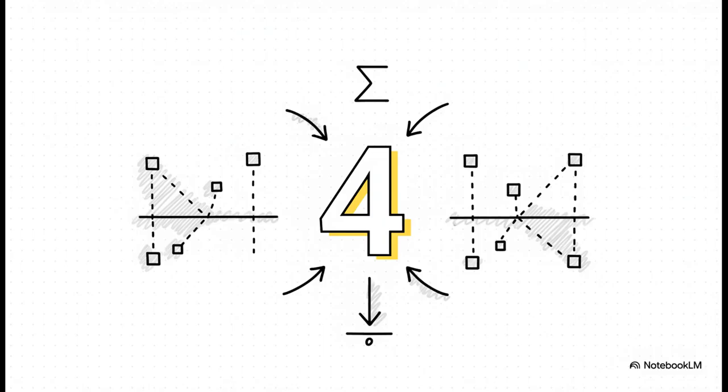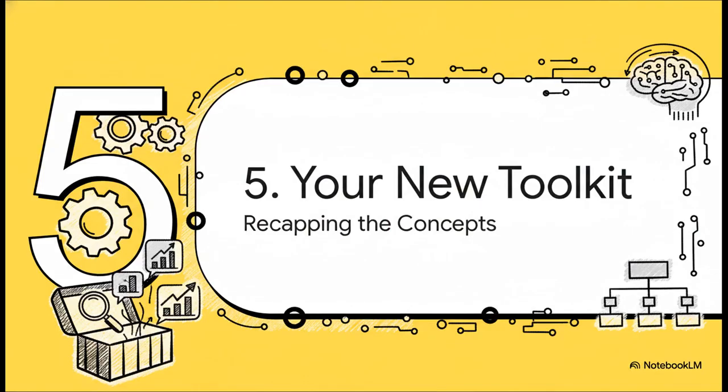And that number is the whole point of what we call least squares regression. The entire goal is to find the one and only line that makes this final sum as small as it can possibly be. So let's just step back for a second and look at what we've built.